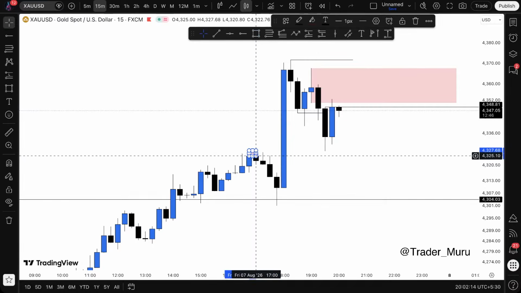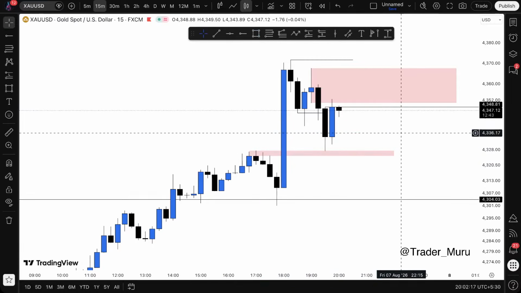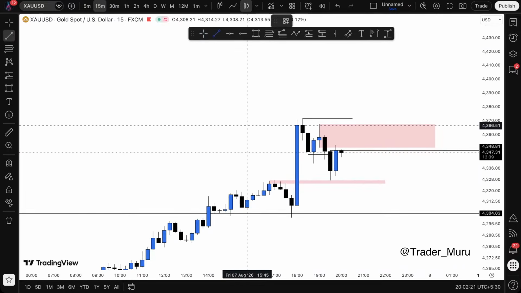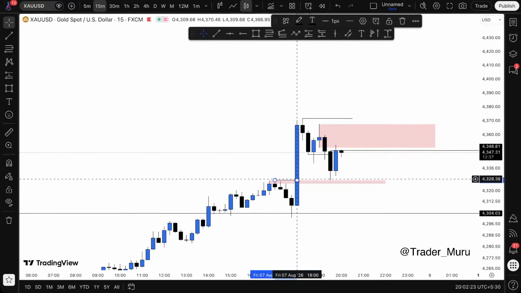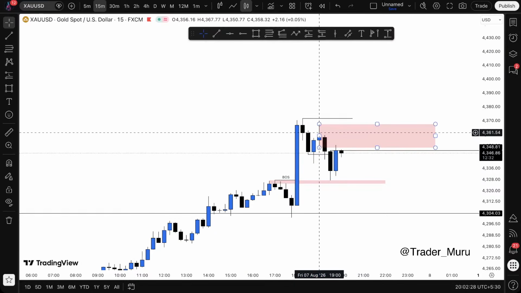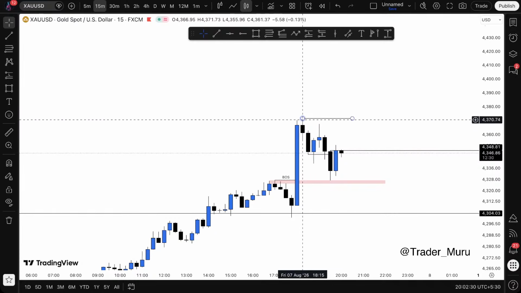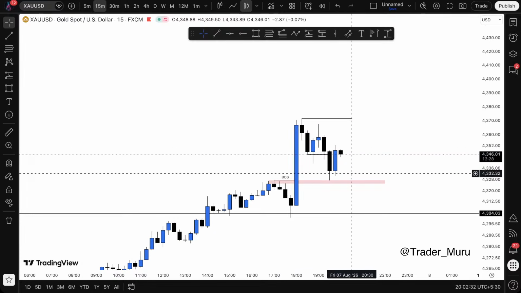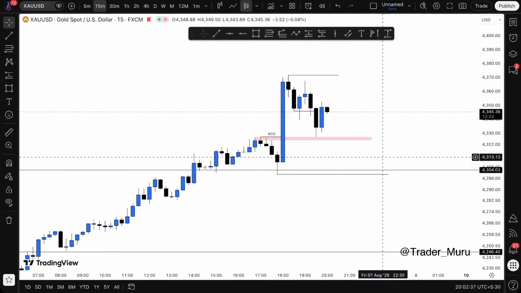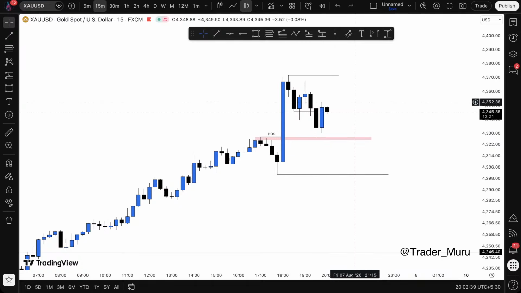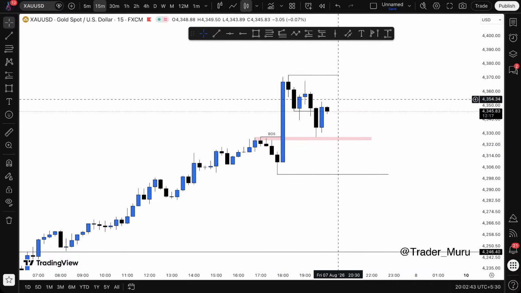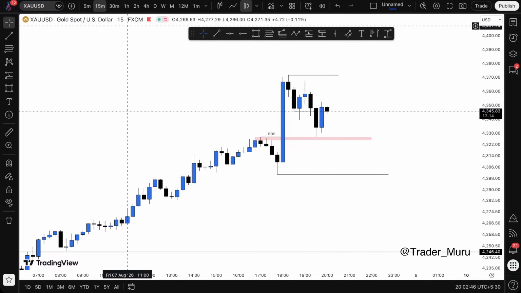Price is back in this structure. This is invalid now. Even if it drops, you need this 15-minute change of character now. Momentum is changing back to bullish from here.